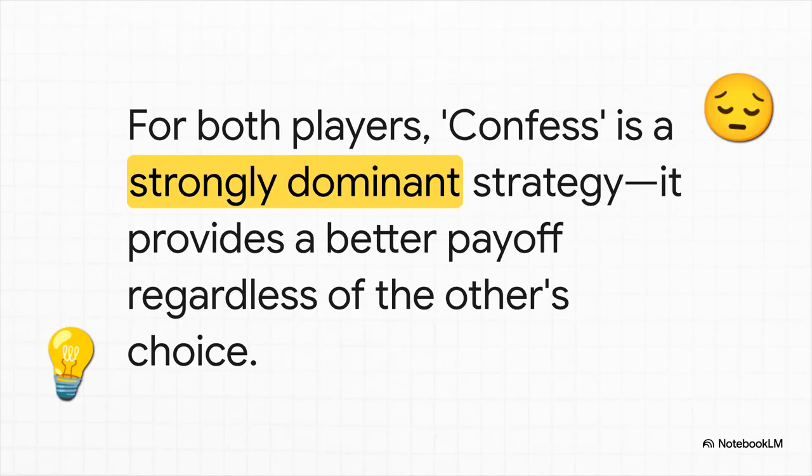And this is the punchline of the whole dilemma. For each prisoner, confessing is what we call a dominant strategy. It's their best move no matter what the other person does. But the tragedy is that when they both logically follow their own self-interest, they end up in a situation that's worse for both of them than if they had just trusted each other and stayed quiet.